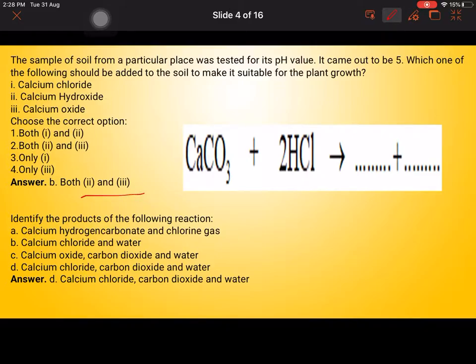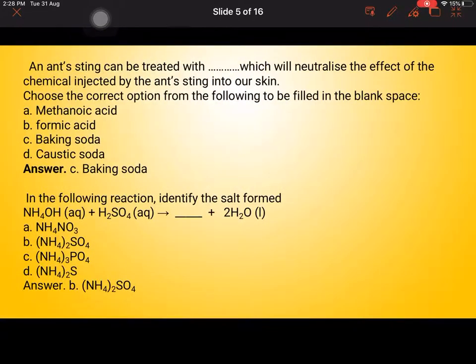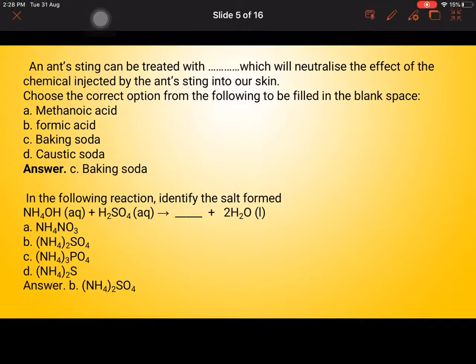Identify the product of the following reaction. We have to write which products will be formed. Calcium carbonate reacting with HCl will give you calcium chloride, carbon dioxide and water. Three products will be formed. Next: an ant sting can be treated with dash, which will neutralize the effect of the chemical injected by the ant sting into your skin. Ant sting produces acid, so you will use baking soda, which is basic in nature.